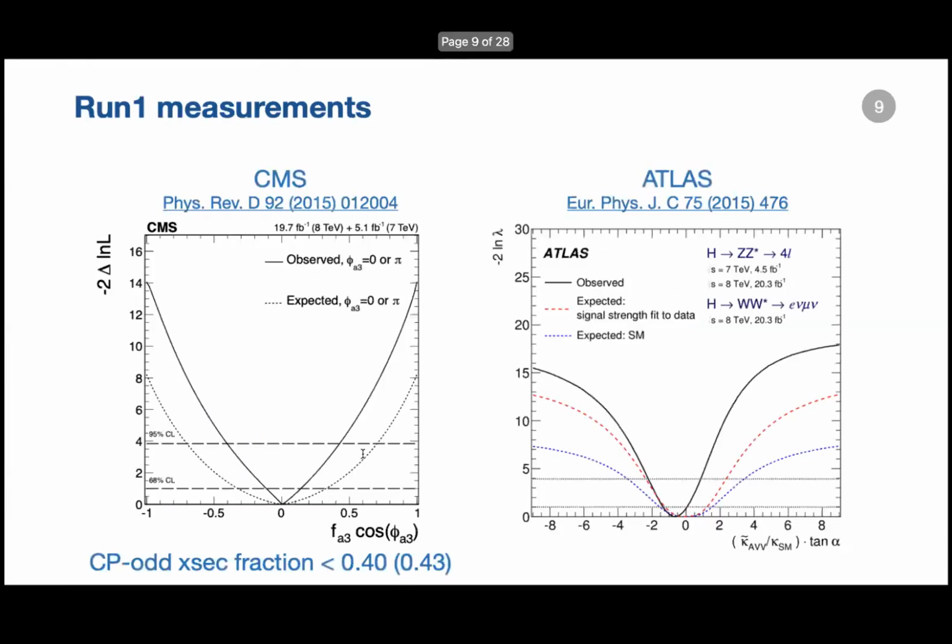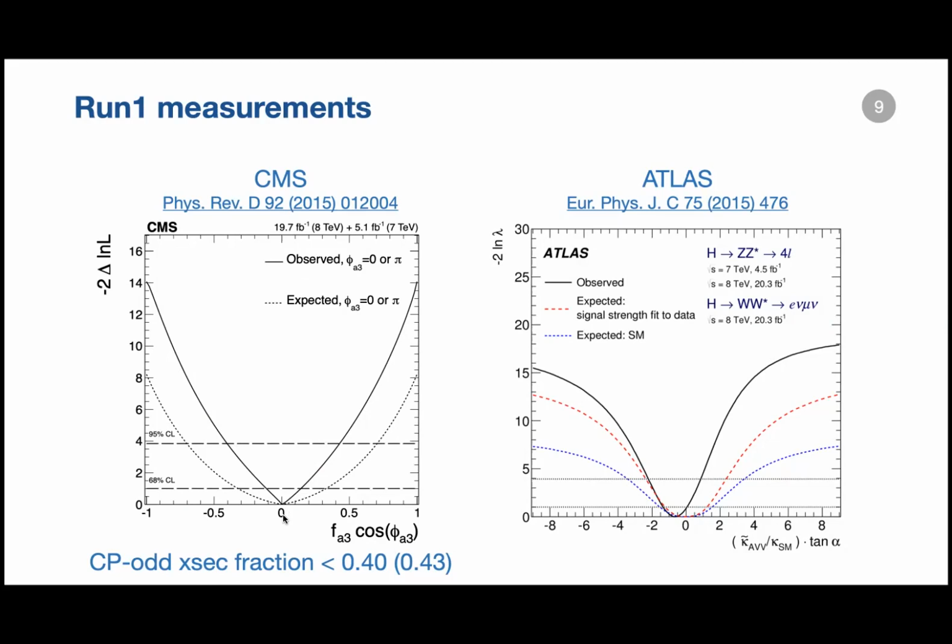So coming to the result, by the end of Run 1, both ATLAS and CMS could measure the CP mixture of the Higgs boson when it decays to ZZ and demonstrating the CP odd fraction or contribution to less than 40%. So this is, of course, a very good news. Because you see that the best fit value is centered at 0, or close to 0, meaning nature thinks the Higgs is more or less like a Standard Model Higgs boson, a CP even state with 0 contribution from CP odd actually.